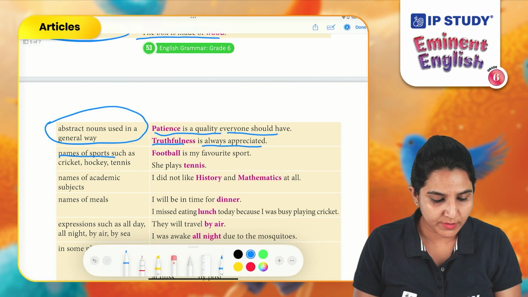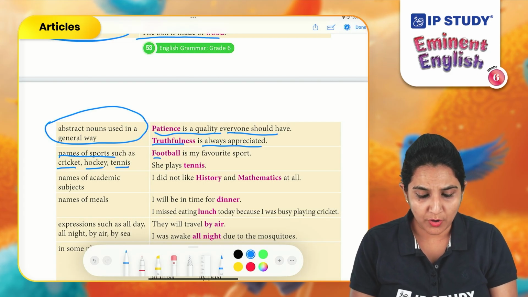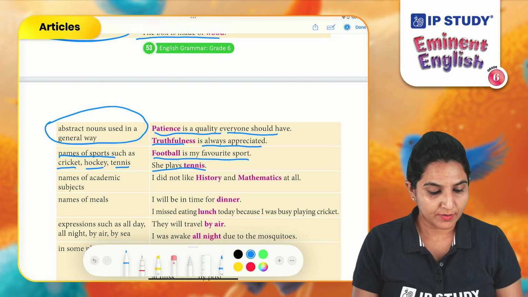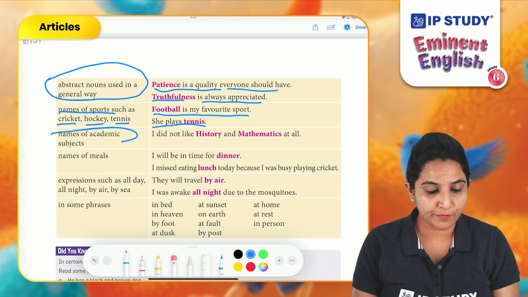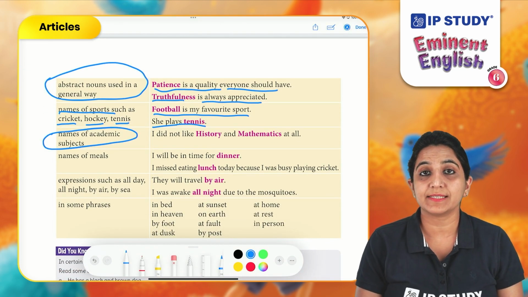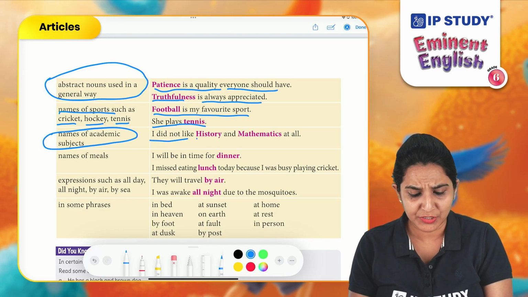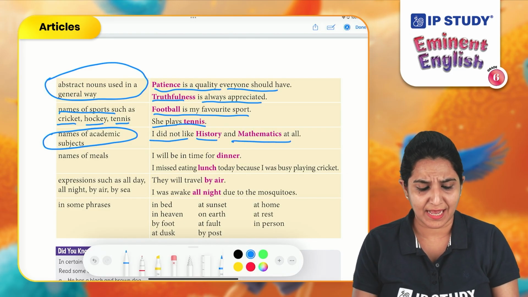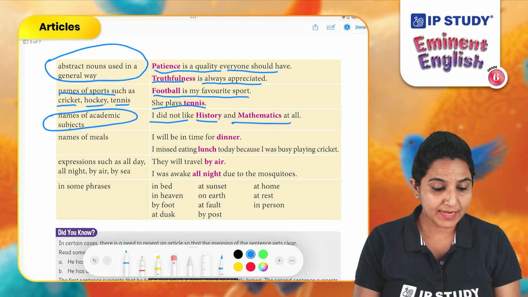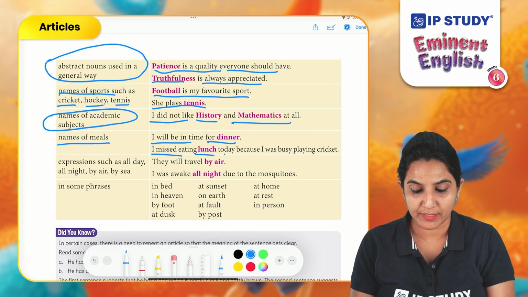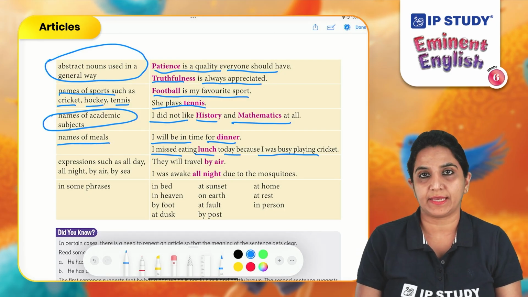Names of sports such as cricket, hockey, tennis. Football is my favorite sport. She plays tennis. And names of academic subjects such as science, mathematics, English. I did not like history and mathematics at all. Names of meals. I will be in time for dinner. I missed eating lunch today because I was playing cricket.